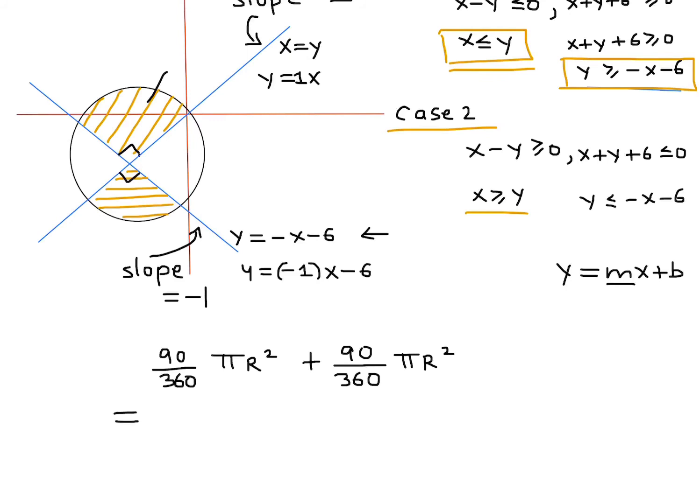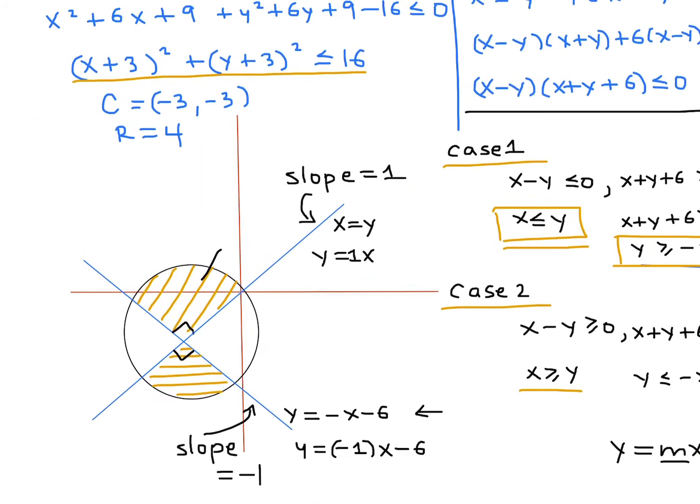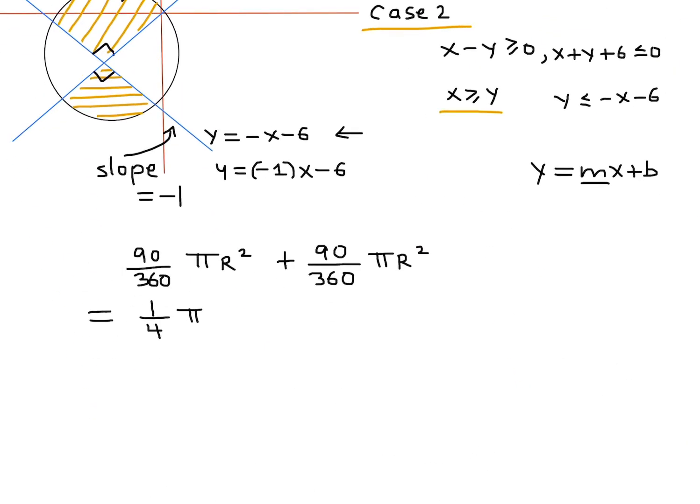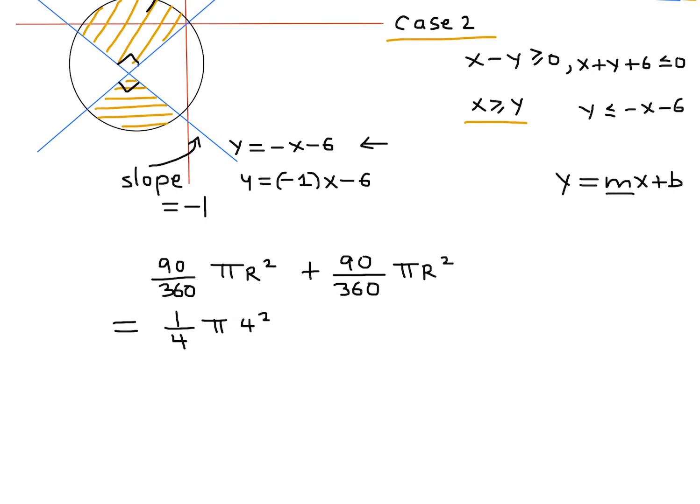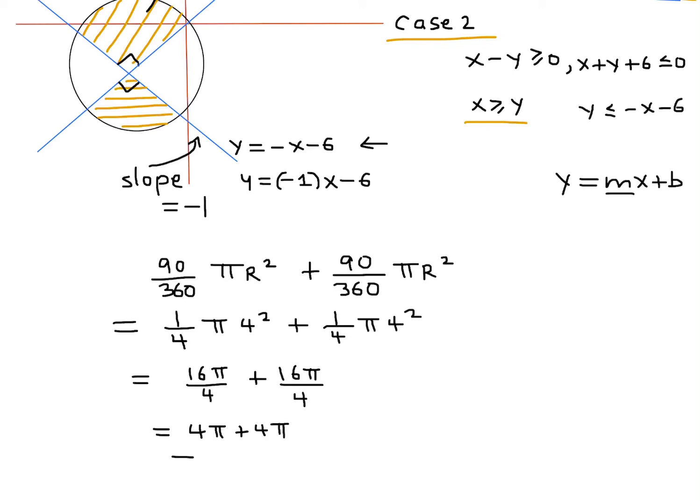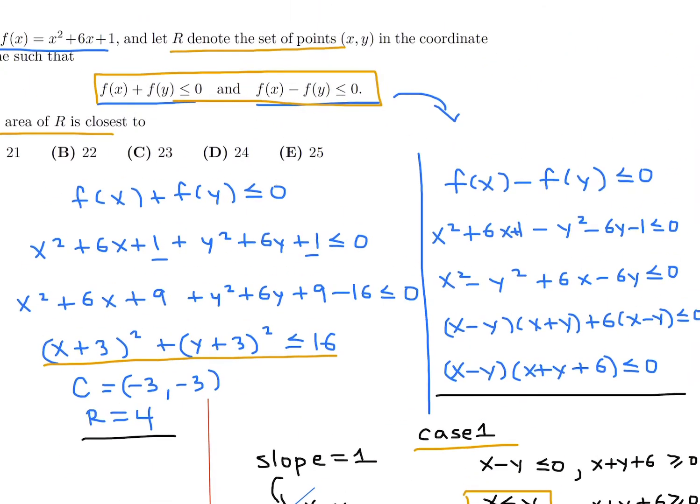So here we go. 90 over 360 is 1/4. Pi r squared. What is r? What is the radius of the circle? It was 4. So 1/4 pi 4 squared gives us 16 pi over 4 plus 16 pi over 4. And that's 4 pi plus 4 pi, which is 8 pi. So 8 pi is the answer.